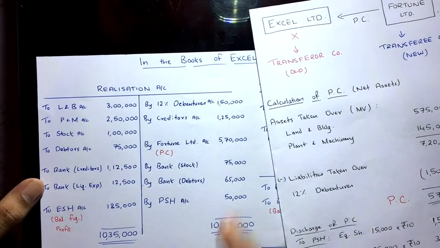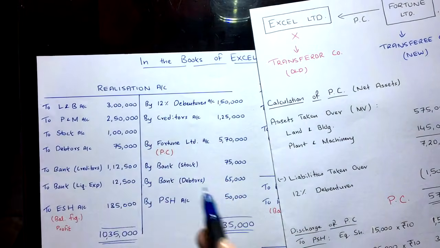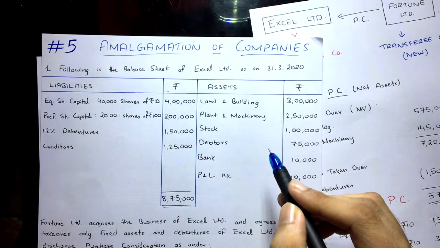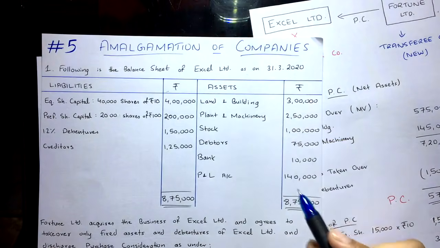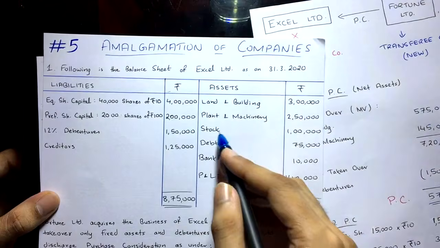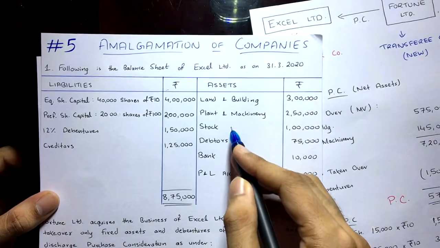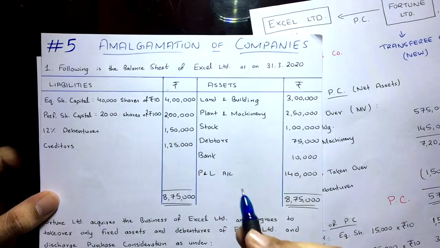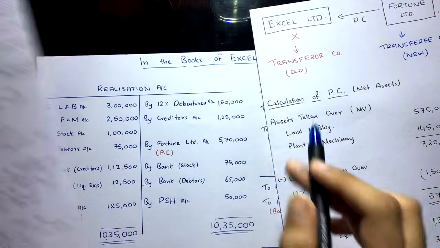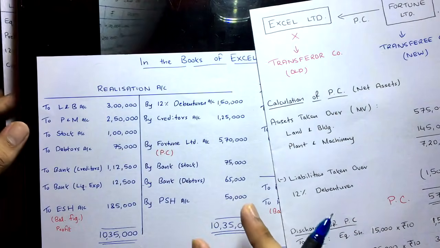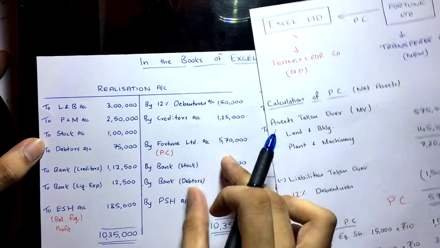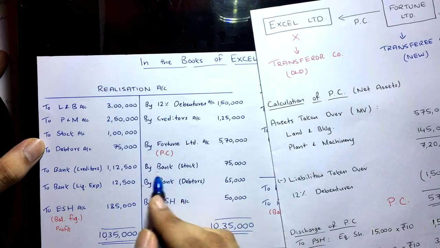After that, what you have to do? See here, whatever assets that are not taken over, in this question, stock is not taken over, debtors is not taken over, only land and building and plant and machinery is taken over, right? So their accounting will be settled by the purchase consideration, but stock and debtors are not taken over, so you have to sell those assets yourself. The assets that are not taken over, you, meaning the transferor company, should sell them, right? So the simple thing you are going to do is, see here, stock and debtors are not taken over, so you are going to sell them over here by bank or cash, whatever you want, you can take by bank.